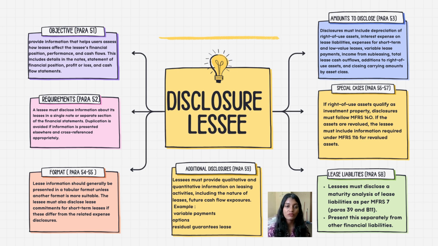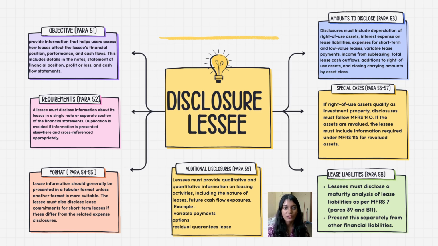Now, let's move on to disclosure. Firstly, I'm going to start with the disclosure for lessee. The objective based on paragraph 51 is to help users understand how leases affect the lessee's financial position, performance, and cash flows. According to paragraph 52, all lease information should be disclosed in one note or a separate section of financial statements. In paragraph 54 to 55, it is suggested that information is shown in a table format and lessees must also show lease commitments for short-term leases.